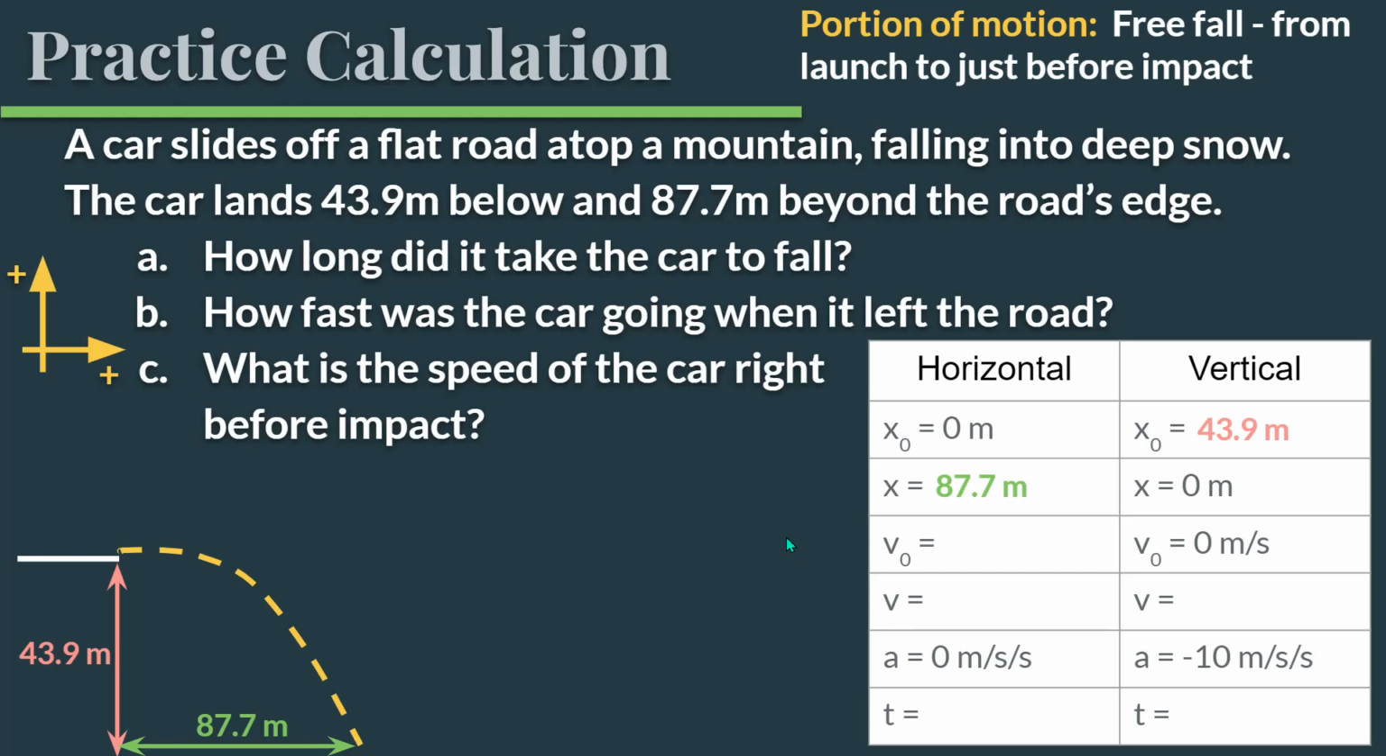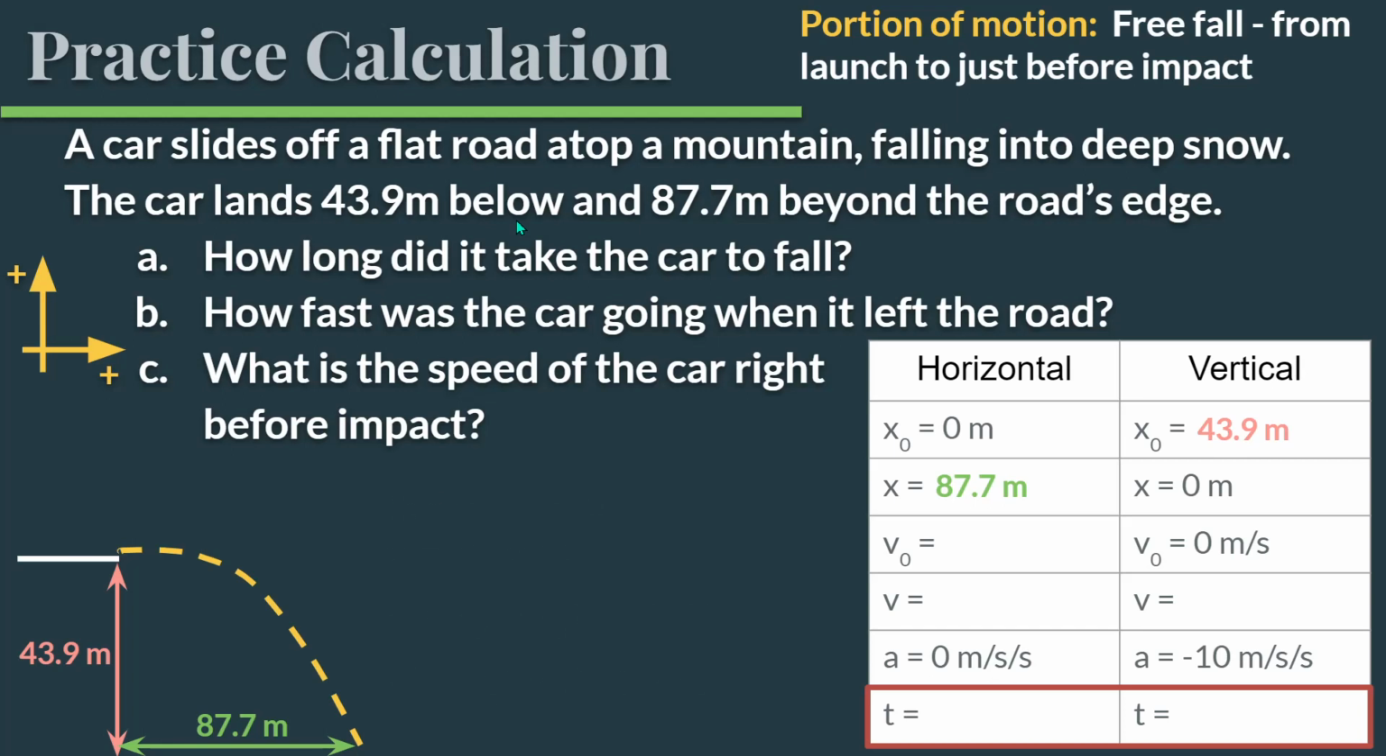So looking at what I have here, I've got 3 things I'm trying to answer. I'm going to start with the first one. How long did it take the car to fall? I'm looking for a time. And I have quite a bit of information here on the vertical side of my table, but I'm trying to find a time. And that's a good thing to start with because it's the same for both sides of the table. If you find time, it gives you a lot of information that you can use for both of them anyway.